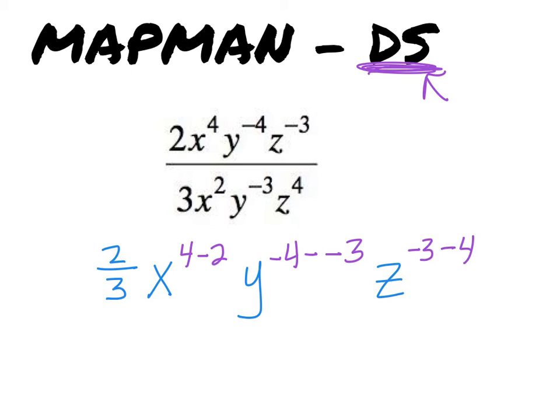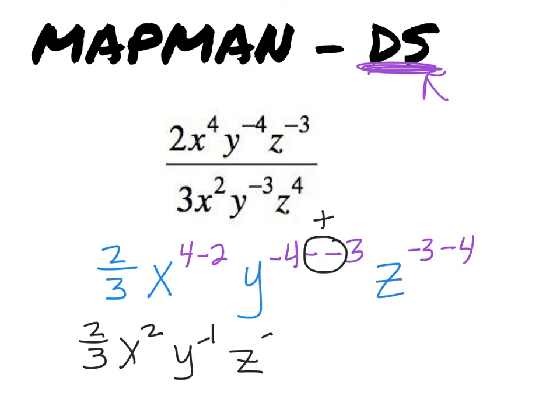So let's go ahead and simplify these. I've got 2/3 x squared. Then I got y, and my minus negative, these guys become a great big plus. So y to the negative 4 plus 3. Negative 4 plus 3 is negative 1. And then I've got a z. Negative 3 minus 4 is negative 7.